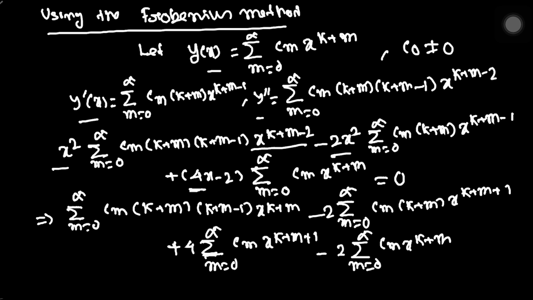Now you can see that in the first term there is x to the power k plus m, and this term is x to the power k plus m, and this term is x to the power k plus m plus 1, and this term is x to the power k plus m plus 1. So now we will collect like terms. Let's see what we get. Summation over m equal to 0 to infinity c_m x to the power k plus m.